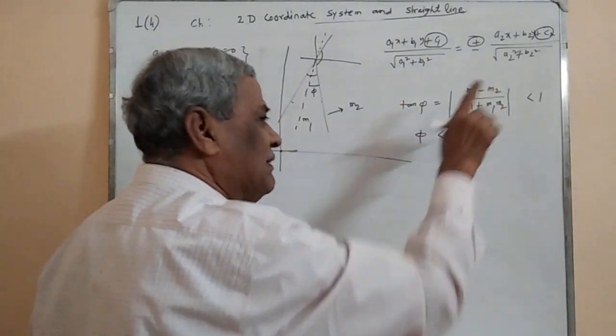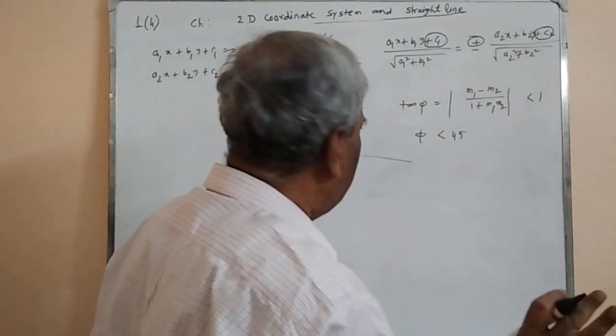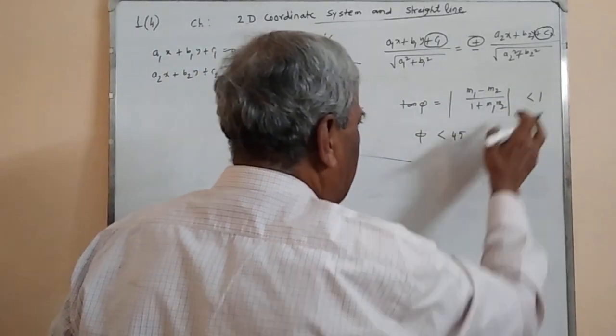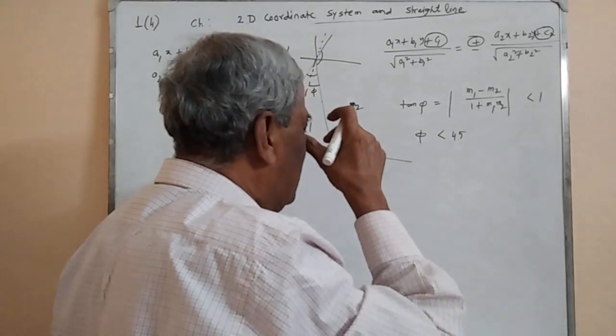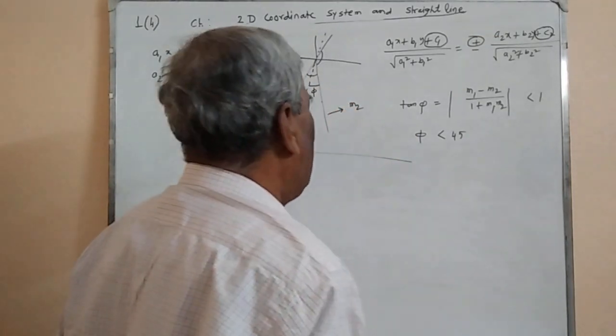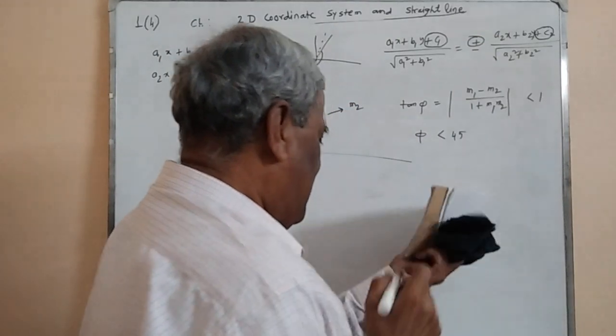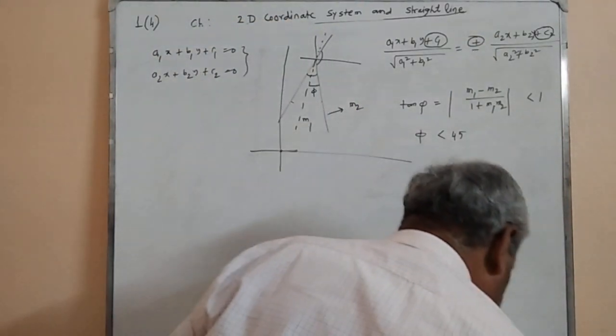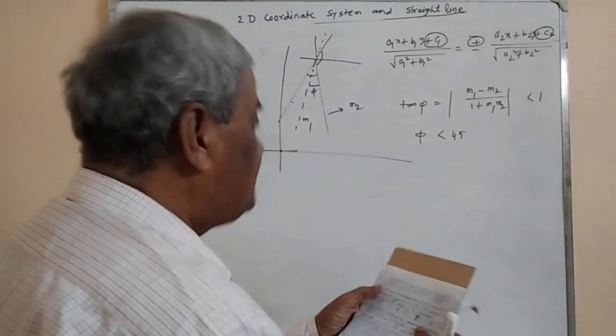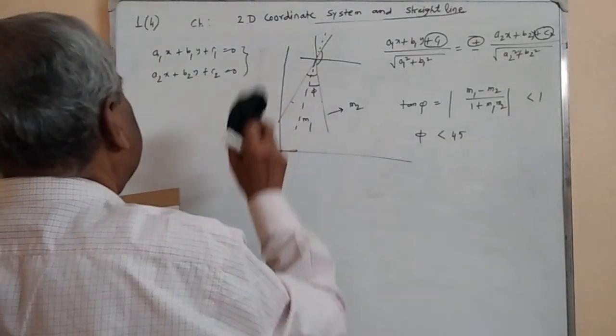If it is greater than 1, no need of further calculation. If it is greater than 1, take the other bisector. This will give you the equation of bisector of the acute angle. Let us take a few problems regarding that.